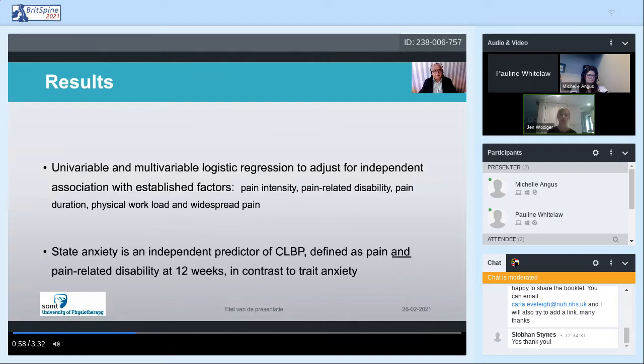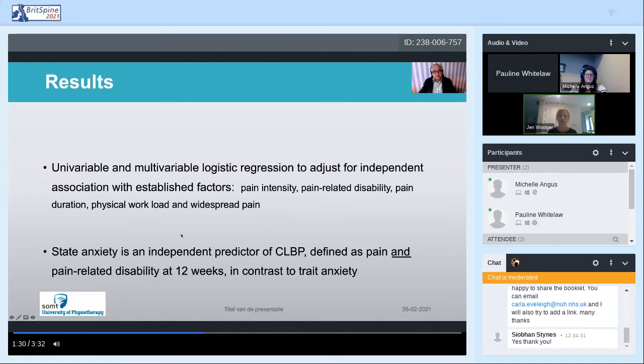We conducted a univariable and multivariable logistic regression analysis, and the latter one to adjust for independent association with established factors: pain intensity, pain-related disability, pain duration, physical workload, and widespread pain. For these 5 prognostic factors, there is evidence in their role from acute low back pain to chronic low back pain.